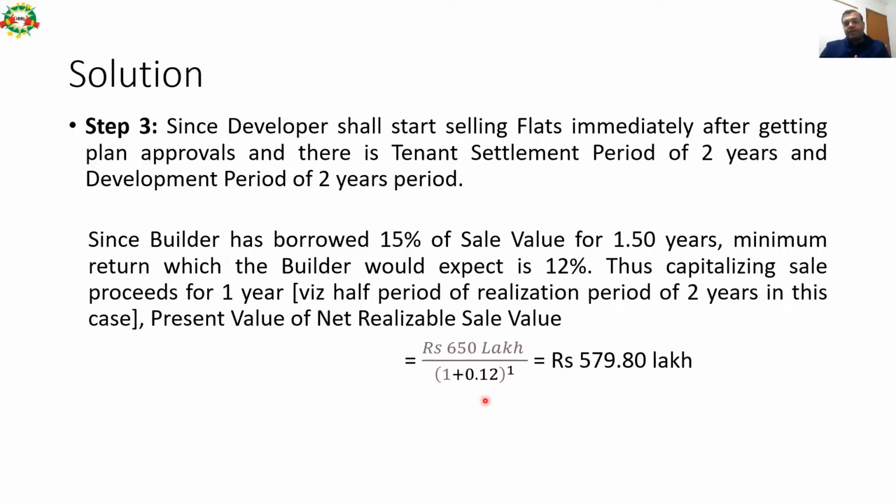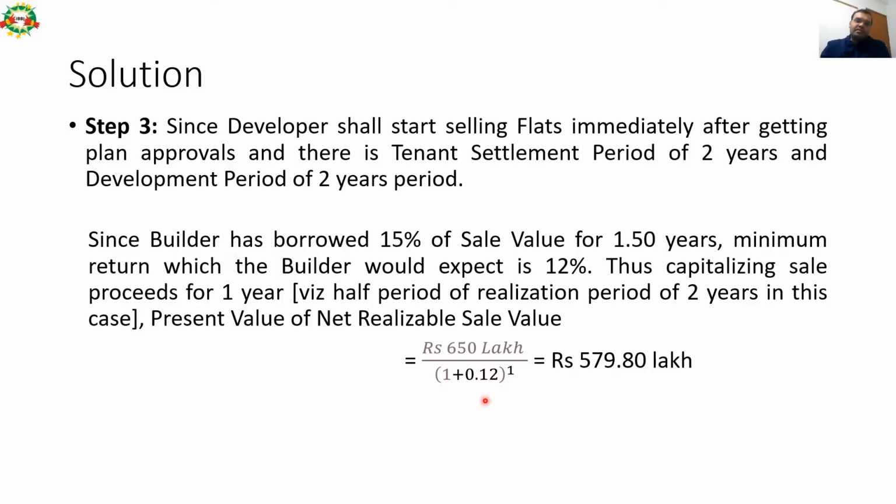Because this 650 lakh rupees the builder will get not in a single shot. Instead, the builder will be able to sell these flats in small pieces during the course of time. So some amount will be received in the first month, second month, third month, fourth month, and so on. He will receive the last amount in 24 months. So the average collection period of these 650 lakh rupees is say 1 year.